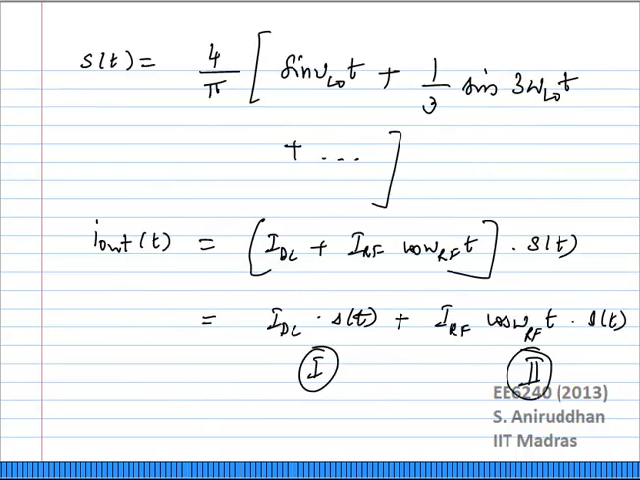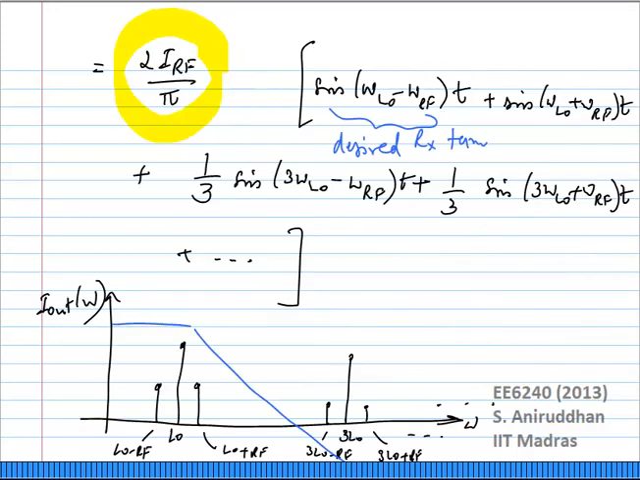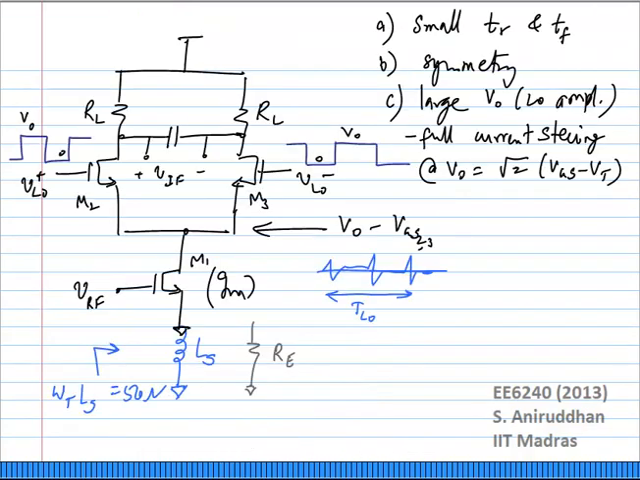And if you look at the Fourier series of S of t, the Fourier series components will be smaller, and therefore your conversion gain will be smaller. Is that clear? So instead of getting, from a single balanced mixer, 2 IRF by pi, you will get something smaller. Okay, so we definitely need at least root 2 times VGS minus VT.